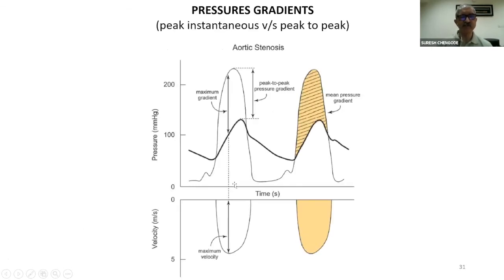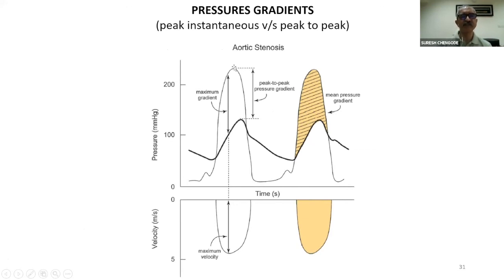Now, the pressure that you measure using Doppler echocardiography is actually the peak instantaneous pressure gradient across that particular valve or the orifice for a given velocity. Normally, we select the peak velocity. And so what you get with Doppler is the peak instantaneous pressure gradient across that particular orifice.